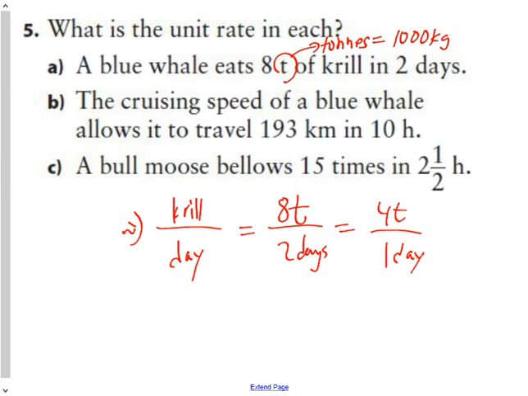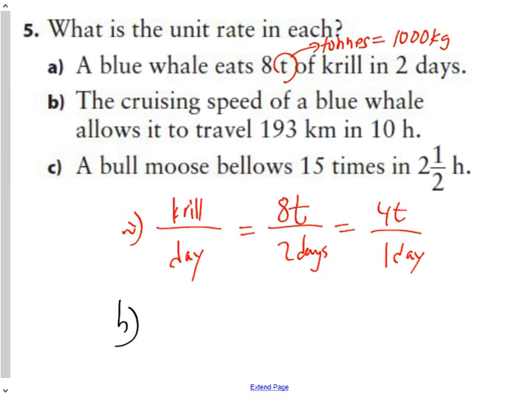Now you could also break that down into how many tons of krill they ate per hour. You could divide that by 24. That would also be a unit rate. You could multiply that by 7, and you could say it's 28 tons of krill per week, right? It's up to you which unit rate you choose, but probably more appropriate would be per day.